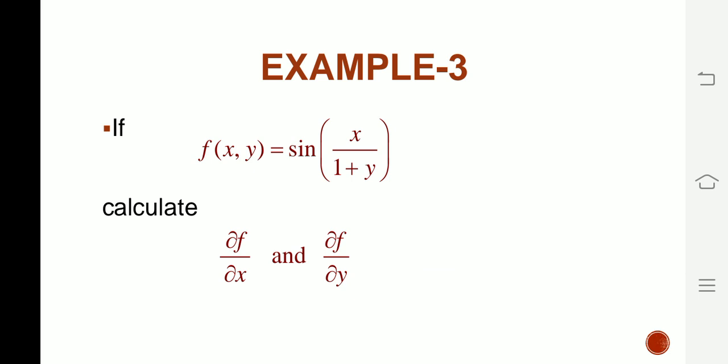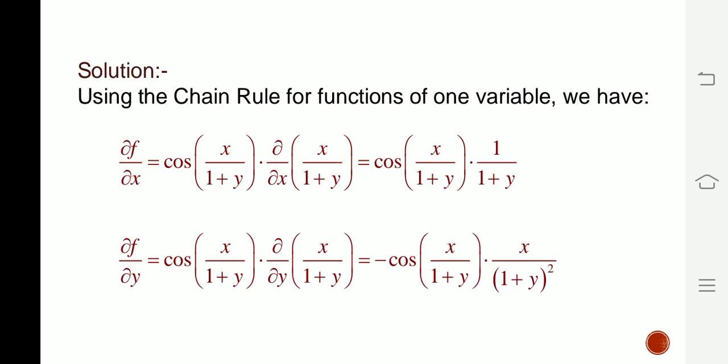If f(x, y) is equal to sin of x upon 1 plus y, calculate ∂f/∂x and ∂f/∂y. We know the derivative of sin x is cos x. Here it is a composite function. That means we again have to take the derivative of x upon 1 plus y.